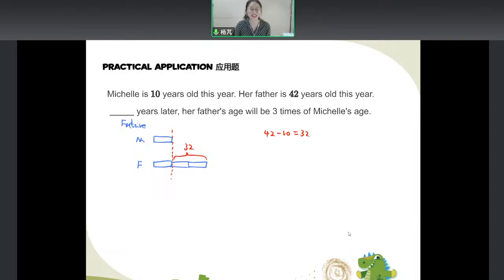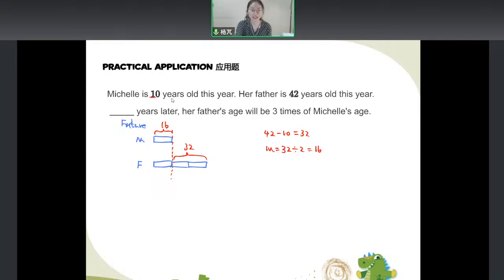We'll find out 2 units equals 32, right? What about 1 unit? Can we know 1 unit? 32 divided by 2, correct? 32 divided by 2 equals 16. So in the future, Michelle is 16.